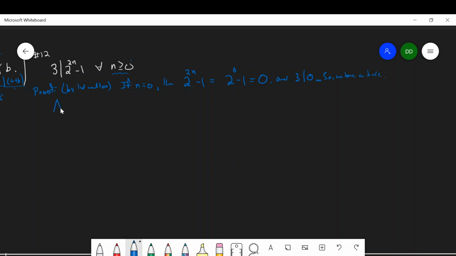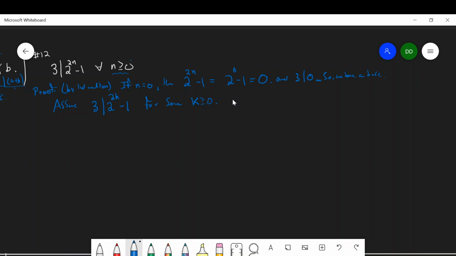All right, so assume induction hypothesis. Let's assume that 3 divides 2 to the 2k minus 1 for some k greater than or equal to 0. We can just use weak induction here. We don't need to use strong induction on this one.